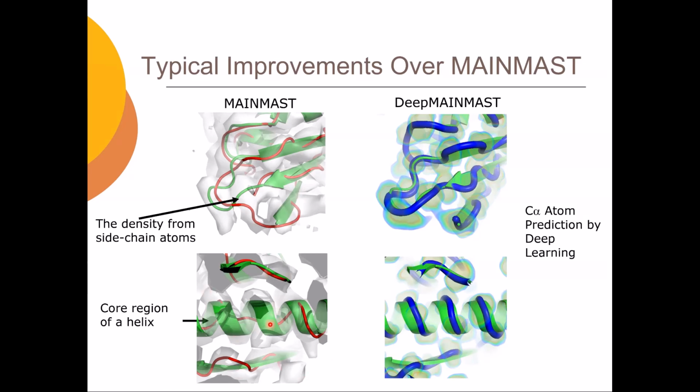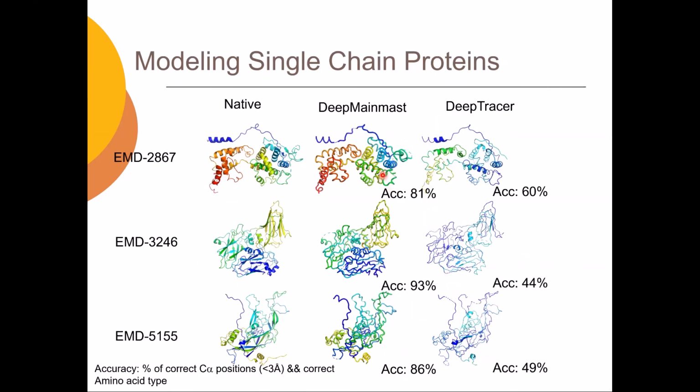Here, this is about the alpha helix. If you simply trace the most dense region in an alpha helix, it's inside of the helix. So MainMast will trace this red region, which loses the alpha pitches of the alpha helix. But if you detect the C alpha position, now the alpha helix is nicely reconstructed. Yeah, these are some examples.